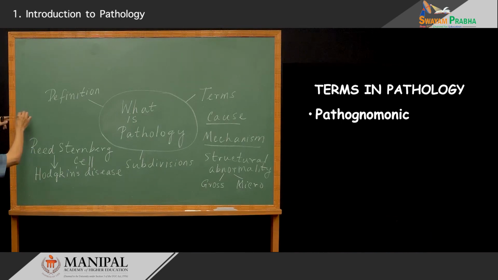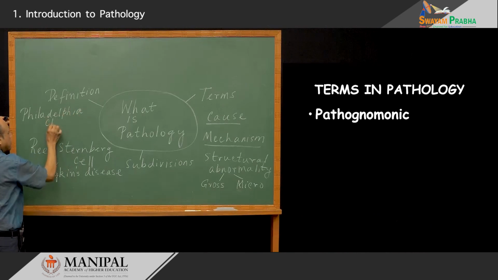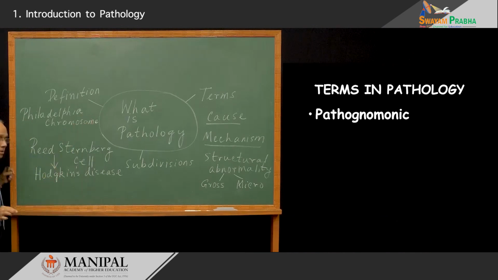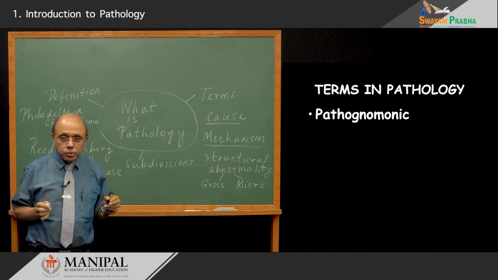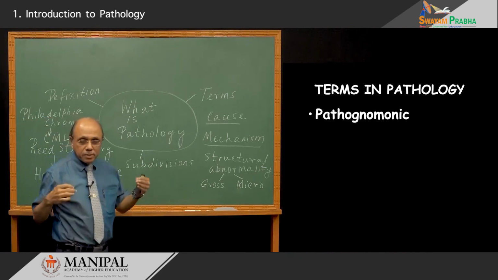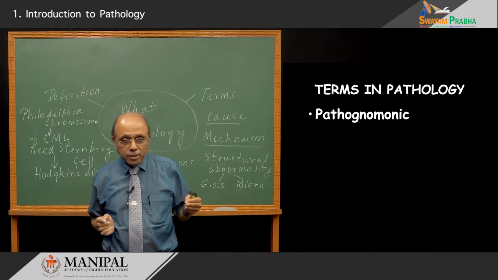Similarly, there is a chromosome called Philadelphia chromosome. If one were to identify Philadelphia chromosome, you are sure that the patient has got chronic myeloid leukemia. In other words, it is a confirmation, it is pathognomonic of chronic myeloid leukemia.